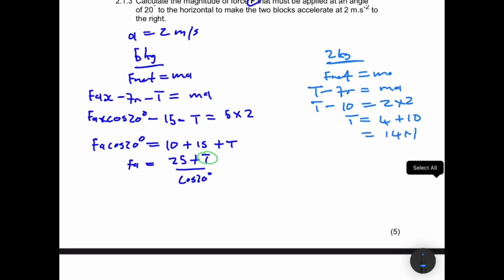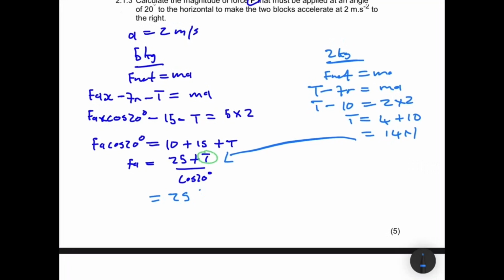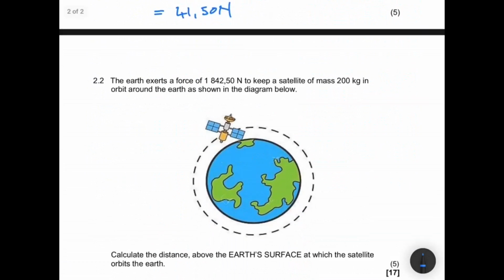So here in place of T, we can substitute 14 newtons. So we're going to have 25 plus 14 divided by cos of 20 degrees. And if you put that in your calculator, you're going to get the force applied being equal to 41.50 newtons, right? And we're basically done with that equation.